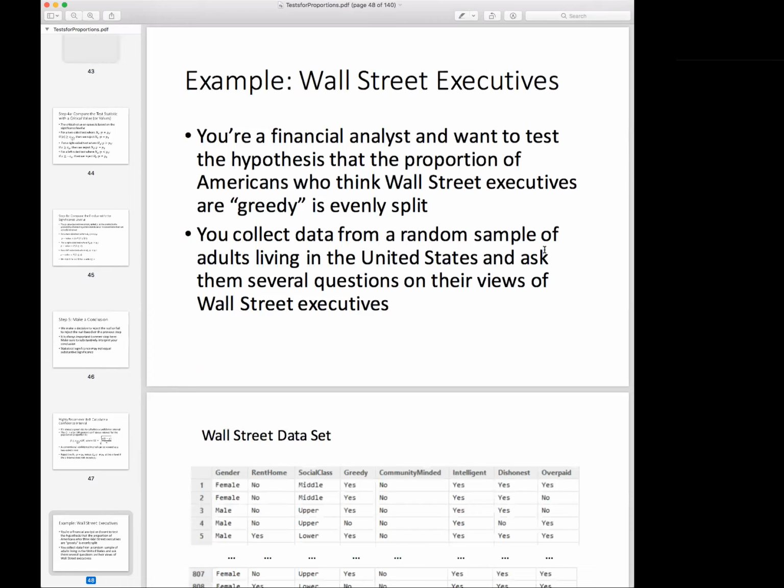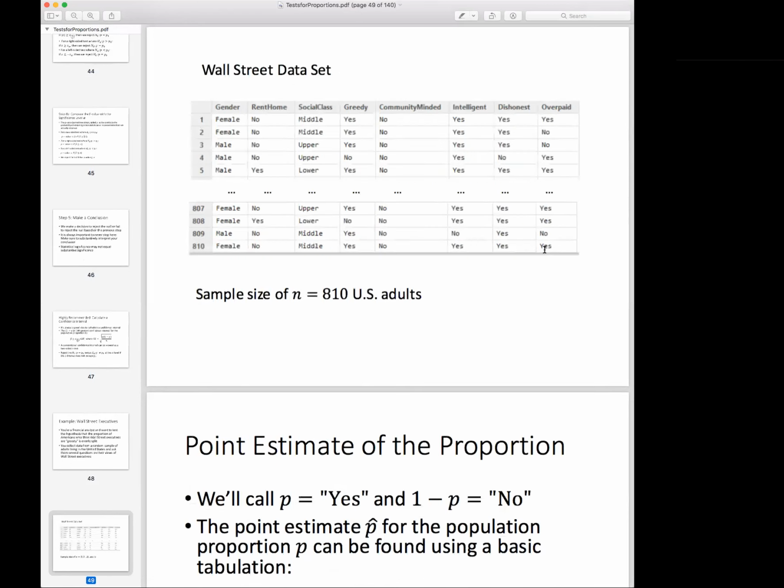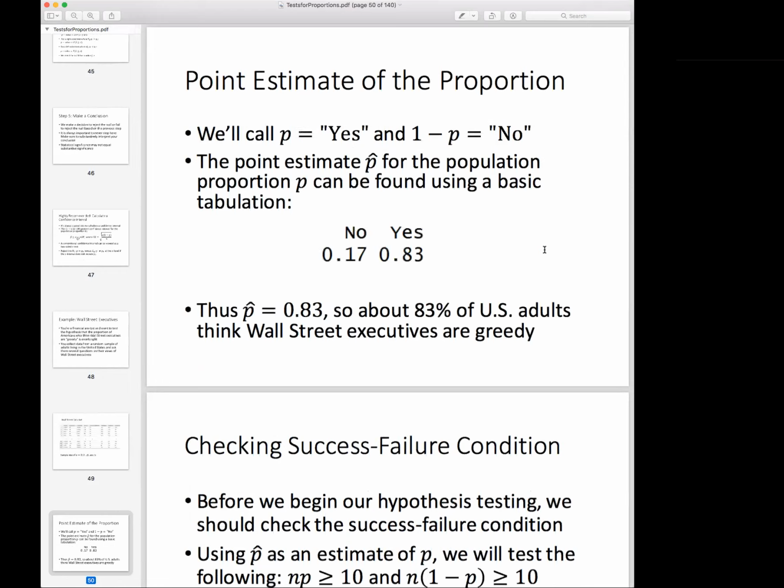So here we're looking at, we want to test a hypothesis that the proportion of Americans who think Wall Street executives are greedy is evenly split. So our null hypothesis will be that p is equal to 0.5, and we're going to test whether that holds true. So here we found that in our sample of 810 adults, that 83%, 0.83, believe that Wall Street executives are greedy.